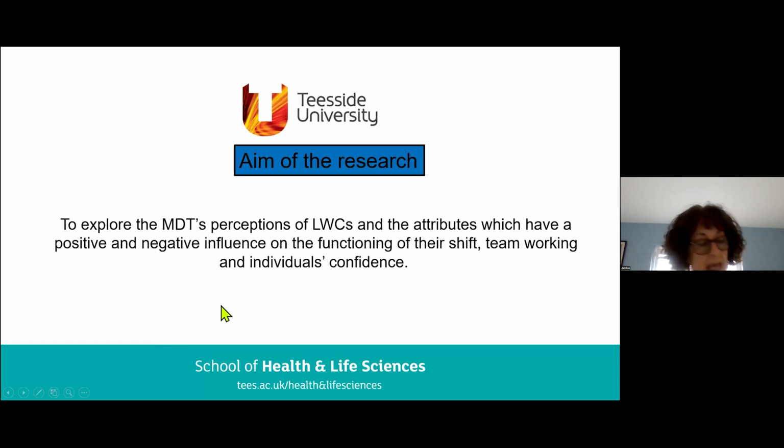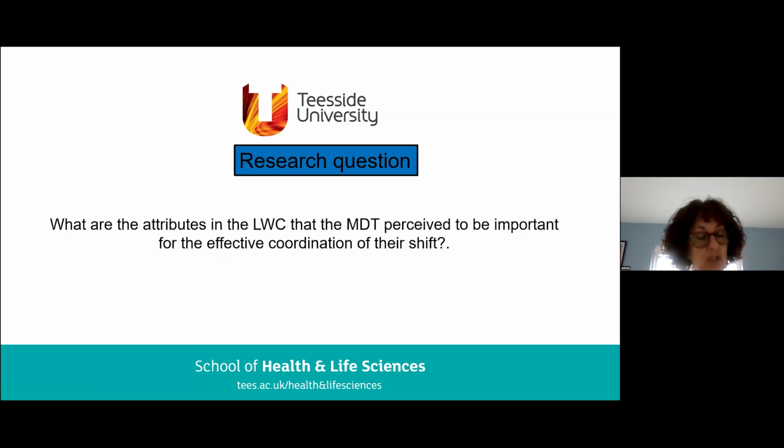So the aim of the research was to explore the multidisciplinary perspectives of the labour ward coordinator and the attributes which have a positive and negative influence on the function of their shift, team working, and individuals' confidence. So the research question is, what are the attributes in the labour ward coordinator that the MDT perceived to be important for the effective coordination of their shift?